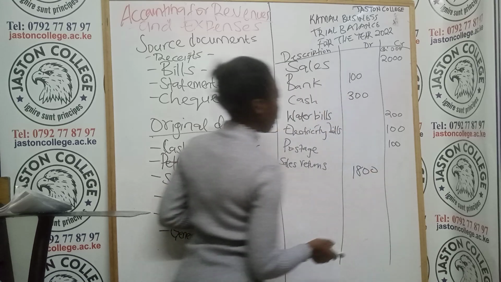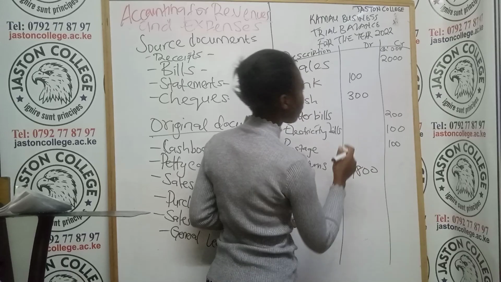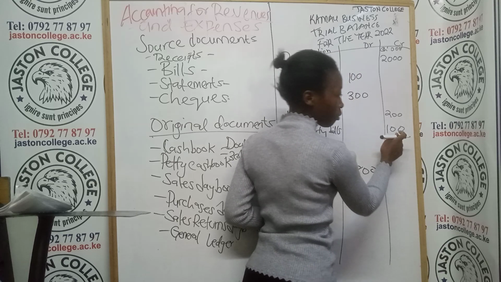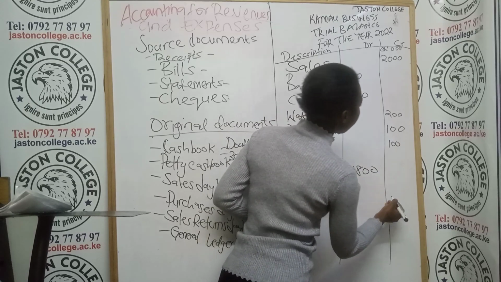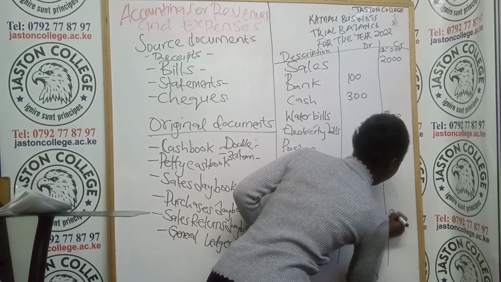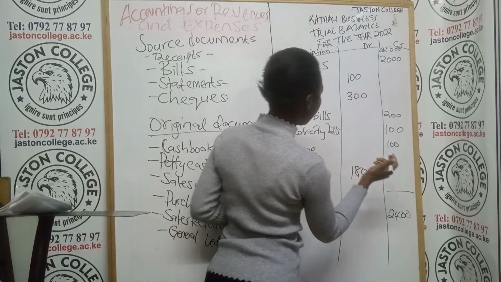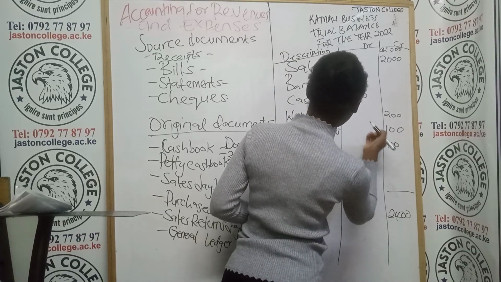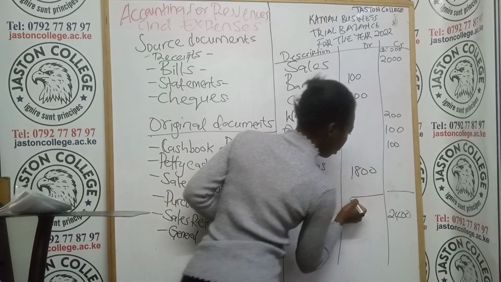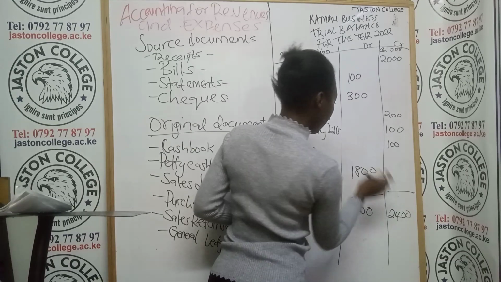1800. Then we have our calculations. Let's calculate and see. So 2000 plus 200, 100, 100. We have 2000, 2400 here. And here we have 1900. Also, this one should be 2400. So they should be equal.